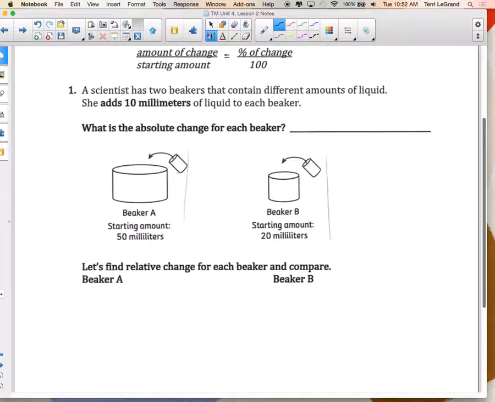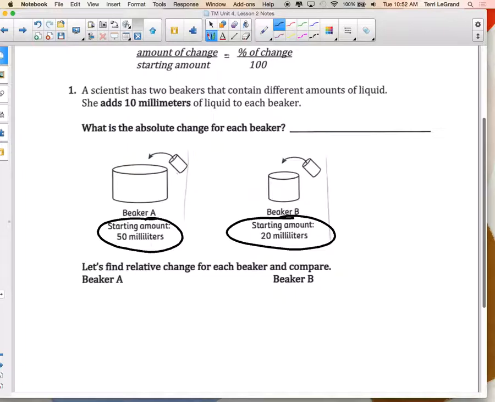So there's a picture there of beaker A. How much does beaker A start with? It has 50 millimeters of liquid in it. How about beaker B? It has 20 millimeters. They give that information right here. Starting amount for beaker A, starting amount for beaker B.